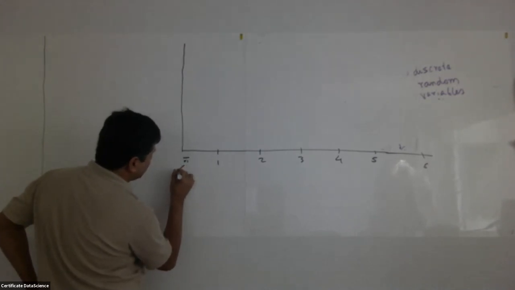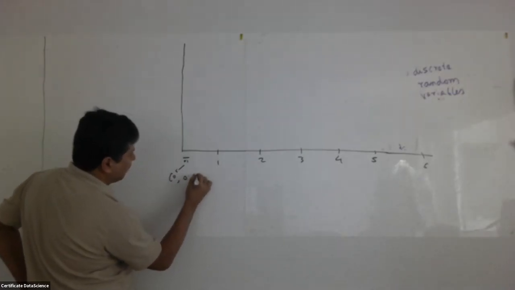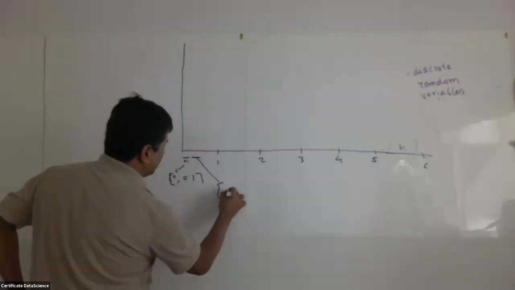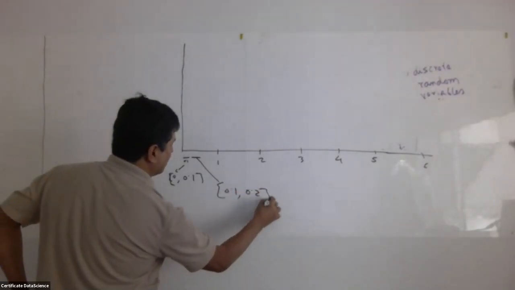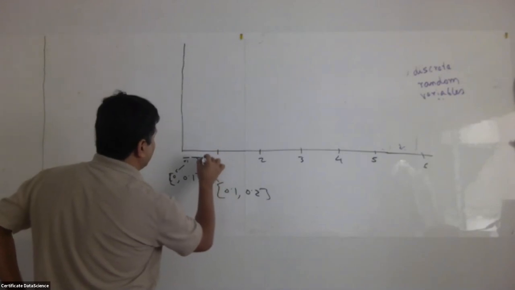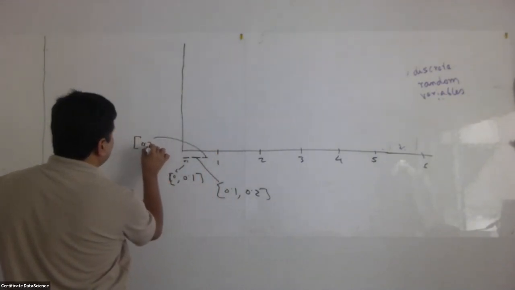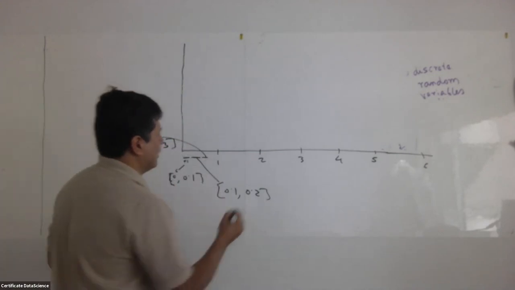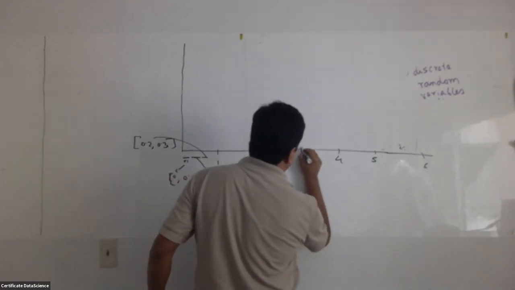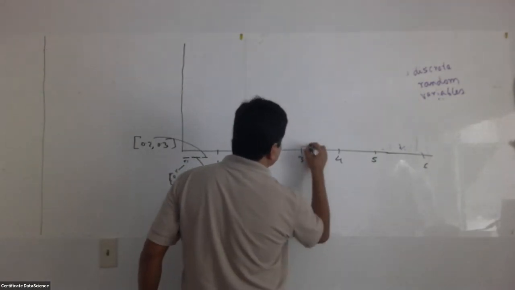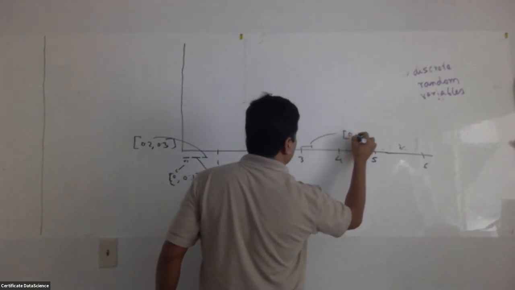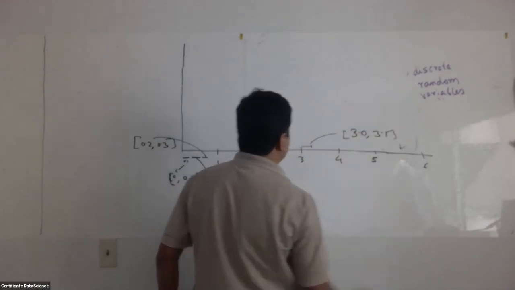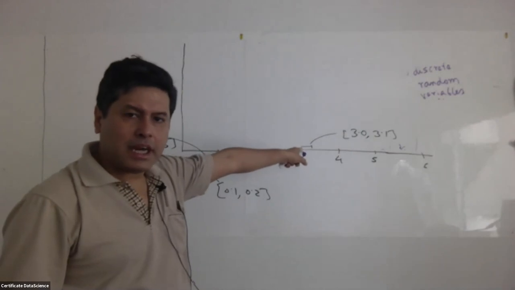So 0 to 0.1. The next one would be 0.1 to 0.2. The next one would be, I don't know, 0.2 to 0.3, and so on. So you have lots of little deltas. Let's look at one of them here, delta, this is from 3.0 to 3.1. As you keep throwing the balls many, many times, you keep counting.